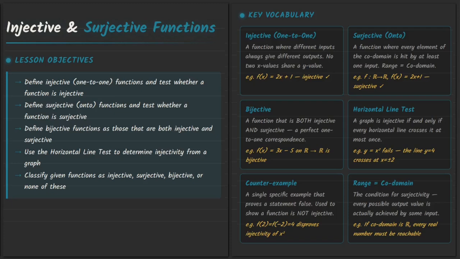In this lesson, you're looking at injective and then surjective functions. By the end of this lesson, you should be able to define injective functions and test whether a function is injective or not. You should be able to define surjective functions and test whether a function is surjective or not. You should be able to define bijective functions as those that are both injective and surjective. You should be able to use the horizontal line test to determine injectivity from a graph. And finally, you should be able to classify given functions as either injective, surjective, bijective, or none of these.